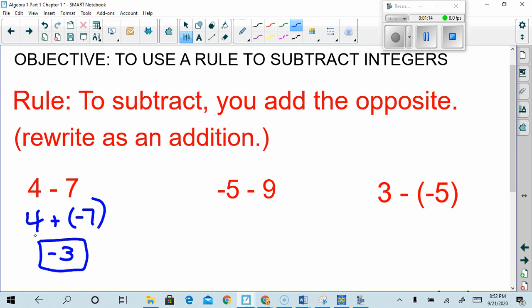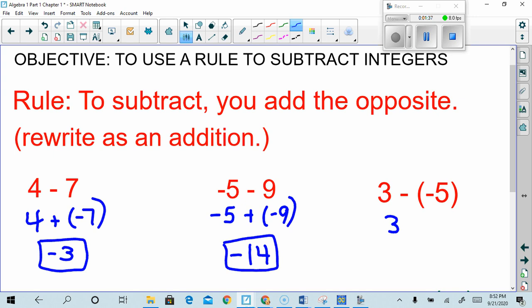Subtraction, -5 minus 9. I'll keep my first number, and then I'll add the opposite of the second number. This time I have like signs, so I'll just add them and keep the sign. Negative plus negative gives me negative. Third problem, I'm going to add the opposite. I'll keep and add the opposite, and that will give me 2 positives, which gives me 8.